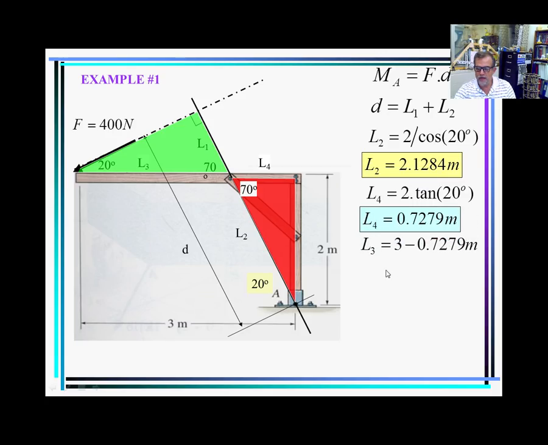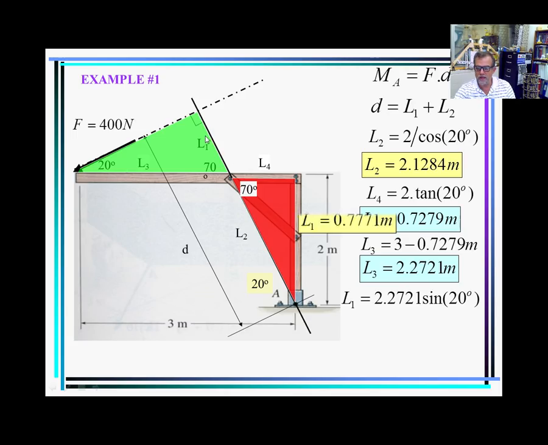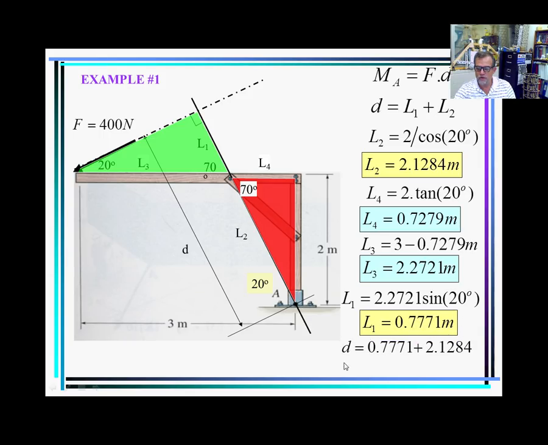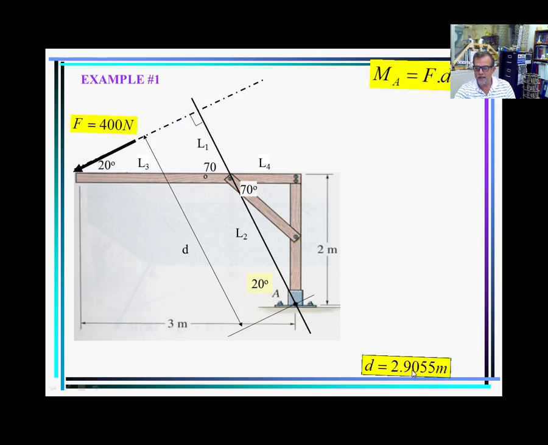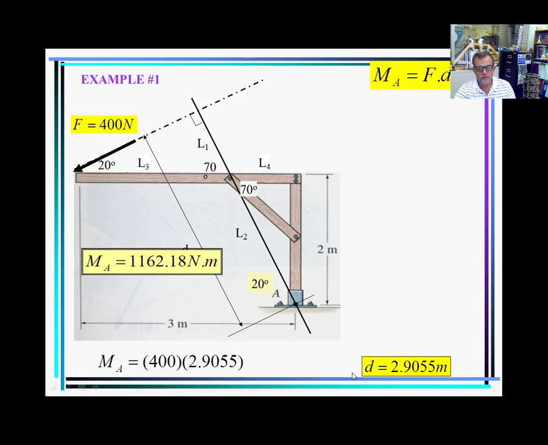I can do that. And once I have L3, now I can calculate L1, because I know this angle here is 20 also, and I say that L1 is the value of L3 multiplied by sine 20, and I get L1. And then I add L1 plus L2, and I get my D. And once I get that D, the only thing that is left to do is multiply that D times that force and get the moment. That's it.